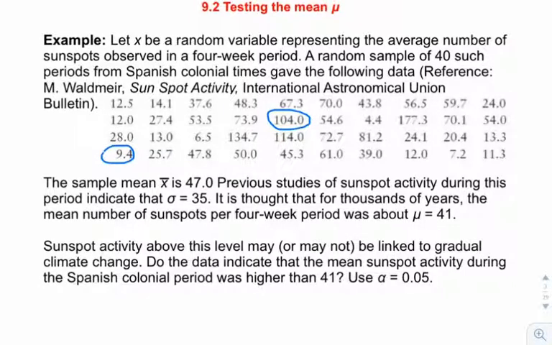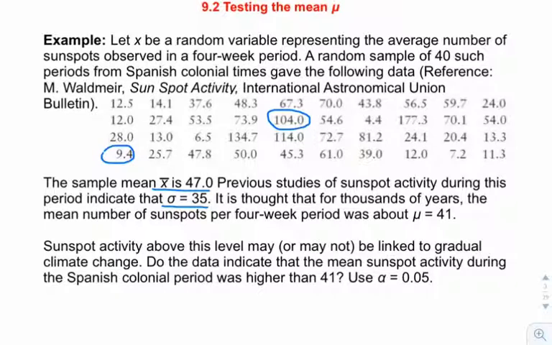So each of these data is an average. We have 40 of these samples. Our sample mean x bar is 47. If we were to add up all of these and divide by 40, we would have 47. Previous studies of sunspot activity during this period indicate that the standard deviation is 35.